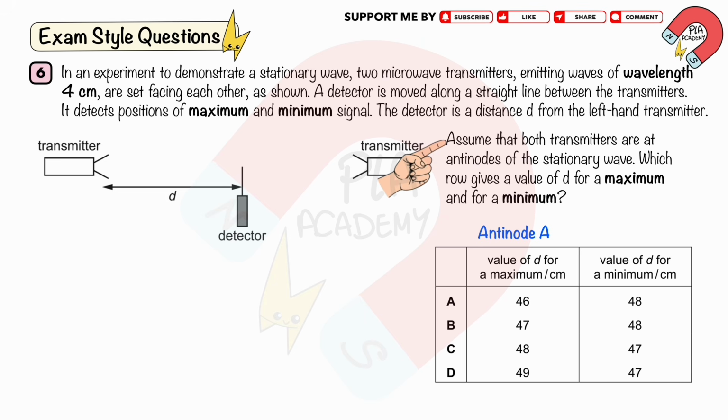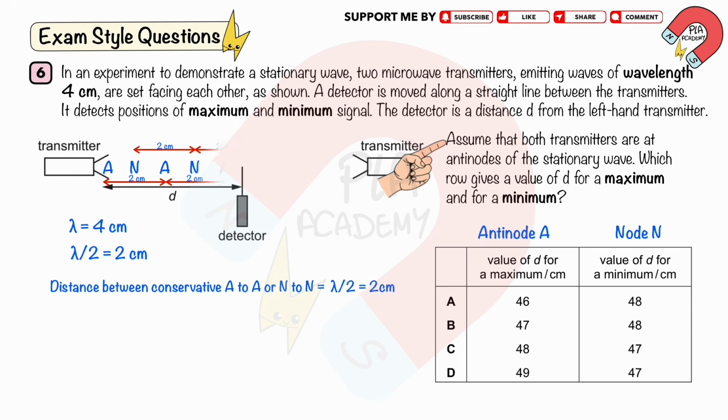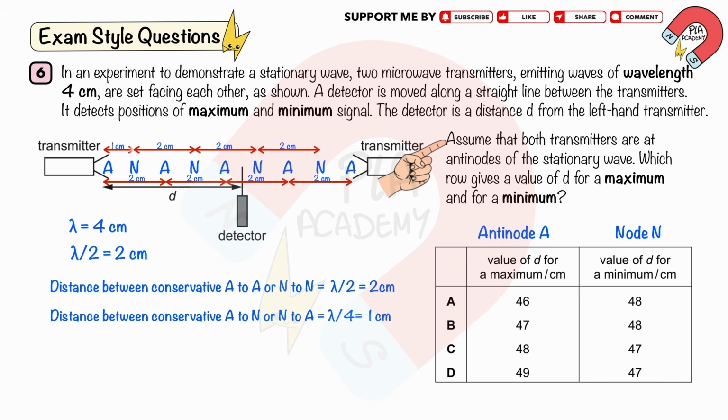The maximum signals are the antinodes. The minimum signals are the nodes. The question gives the wavelength of the microwave as 4 centimeters, so half of a wavelength is 2 centimeters. The distance between consecutive antinodes or nodes is 2 centimeters. And the distance between consecutive antinodes and nodes is 1 centimeter.